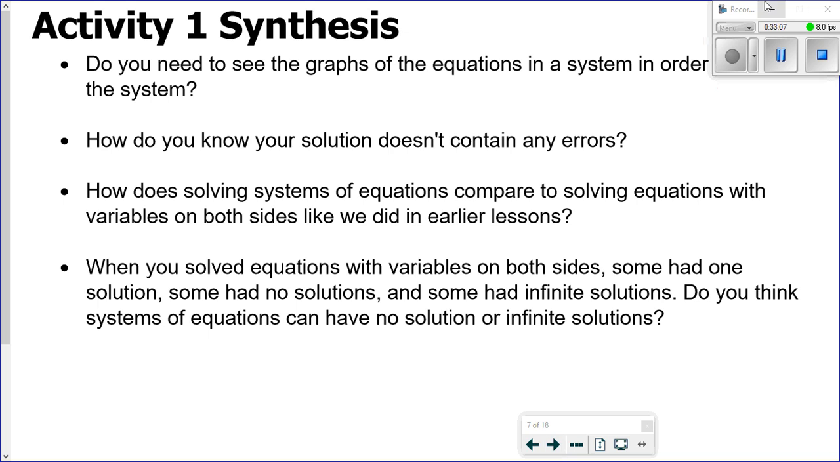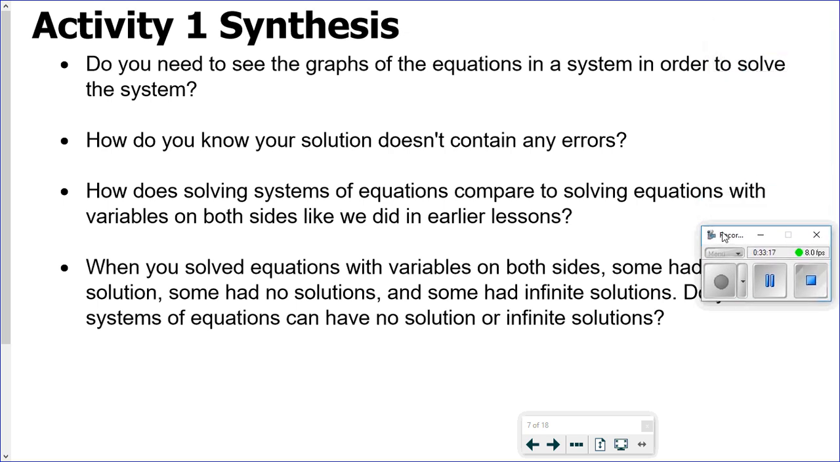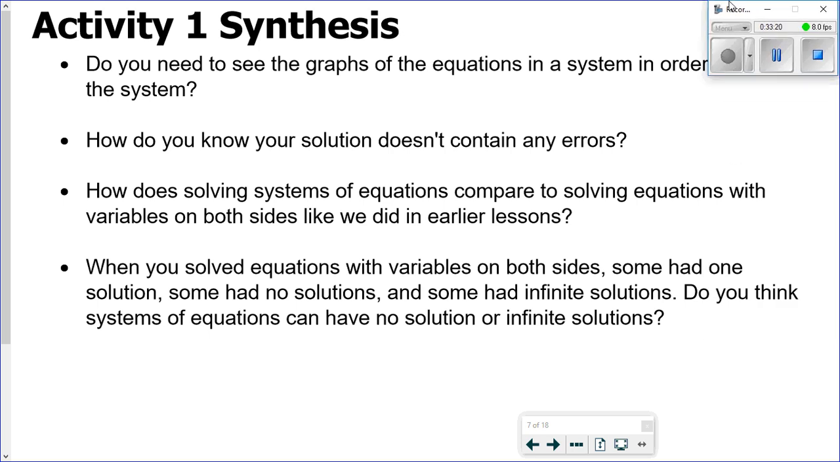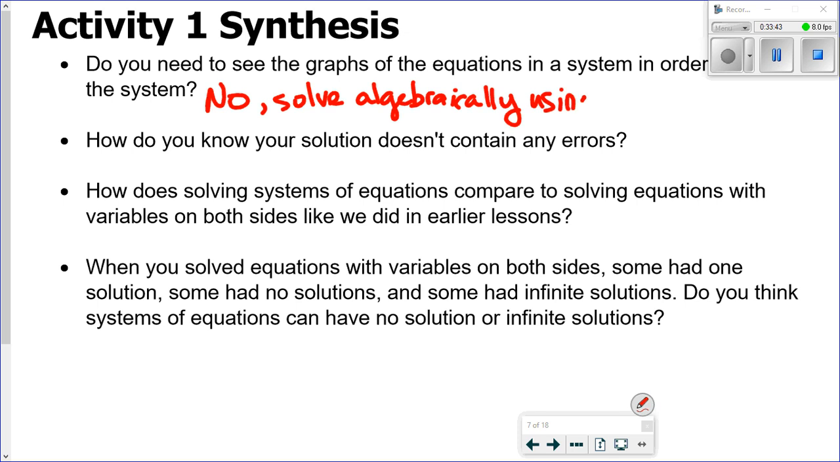All right, so if we recap a couple of things, do you need to see the graphs and the equations in order to solve the system? And the answer to that, we just said, is no. You don't have to see the graphs. They are helpful, but you don't always have to. We just learned that you can solve systems algebraically. So you can solve algebraically using the equations.